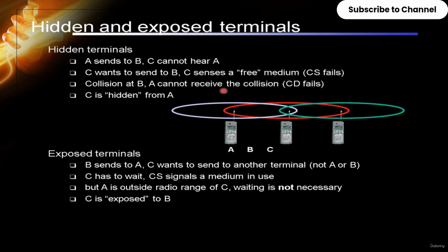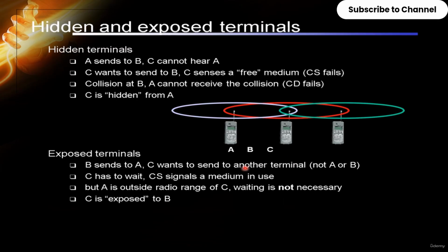So A cannot detect the collision, since the collision is at B. Hence C fails, and C is hidden from A. This is known as the hidden terminal problem.